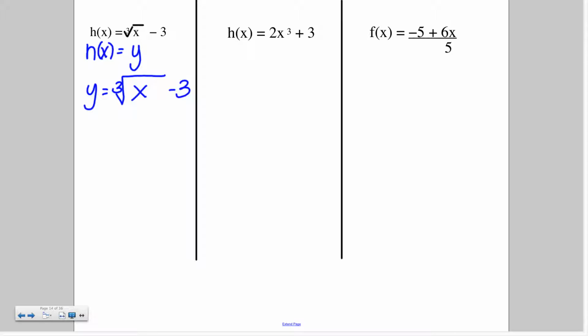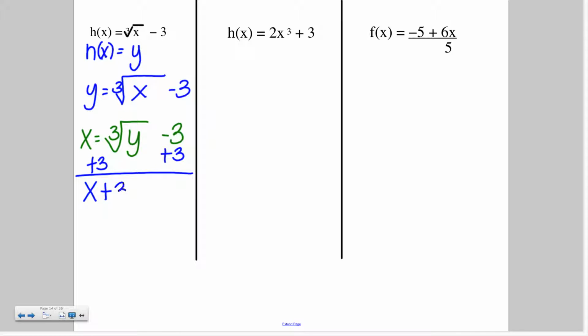Now our first step, replace x and y. So x is equal to the cube root of y minus 3. First thing we need to do, add 3 to both sides. That's going to leave us with x plus 3 is equal to the cube root of y.